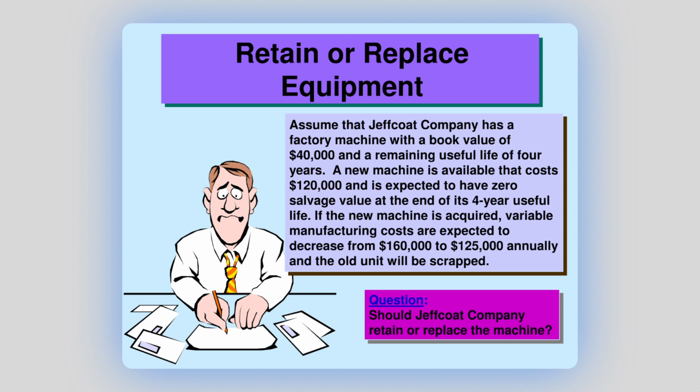For example, class, now assume that Jeff Coat Company has a factory machine with a book value of 40,000 and a remaining useful life of 4 years. A new machine is available that costs 120,000 and is expected to have zero salvage value at the end of the 4-year useful life. Now, if the new machine is acquired, variable costs are expected to decrease from 160 to 125. So our cost will decrease. And the old units will be scrapped.